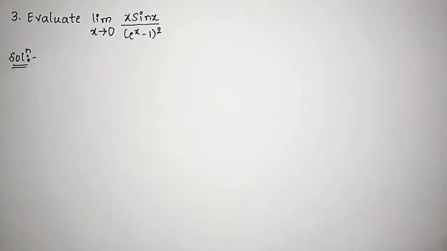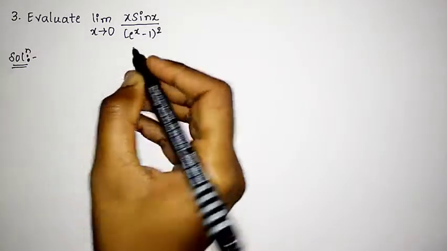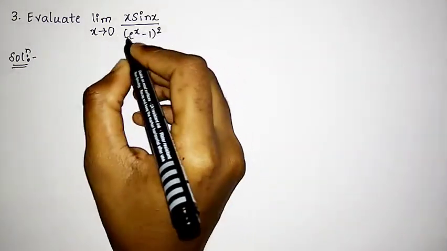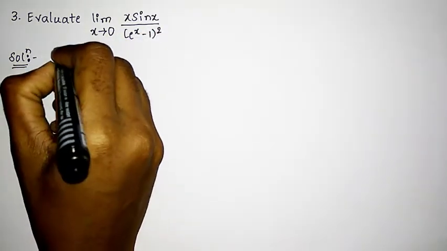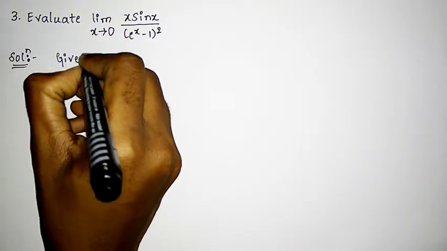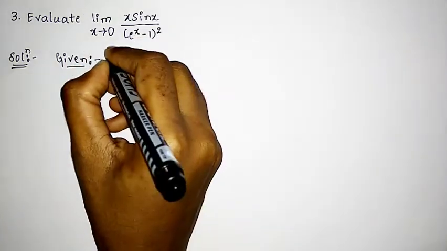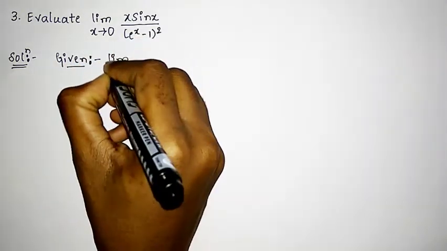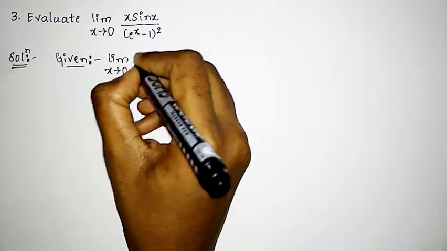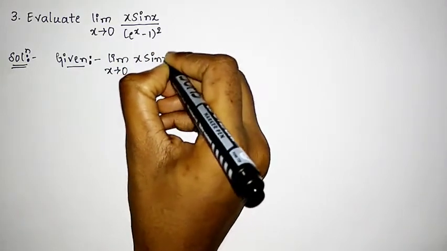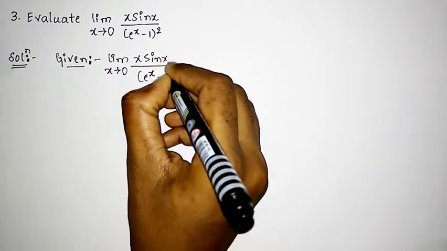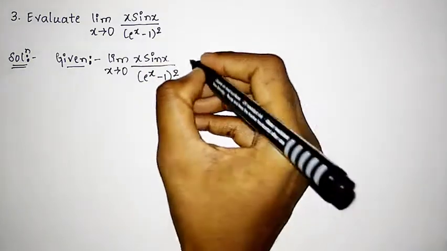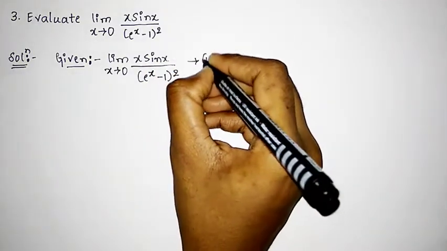Today we shall discuss our next problem using limits. Evaluate limit as x tends to 0, x into sin x divided by (e to the power of x minus 1) the whole square. So the first thing is given: limit as x tends to 0, x into sin x divided by (e to the power of x minus 1) the whole square. So this is given and consider it as equation 1.